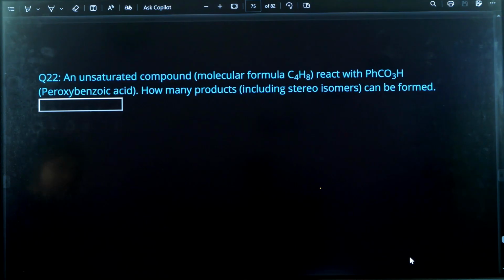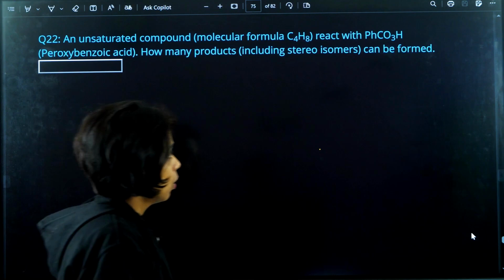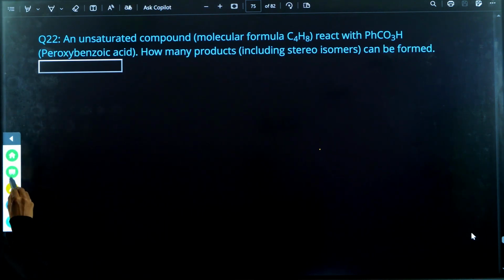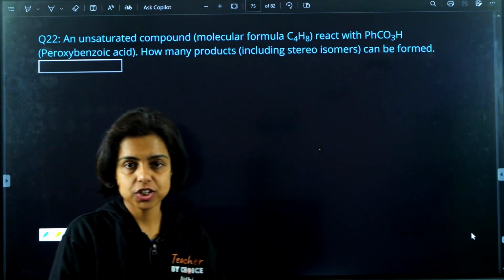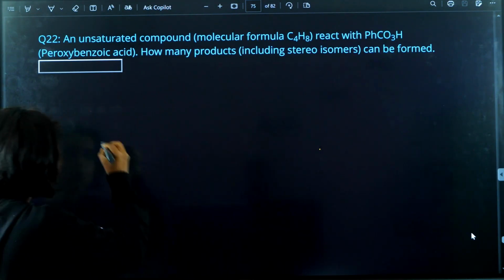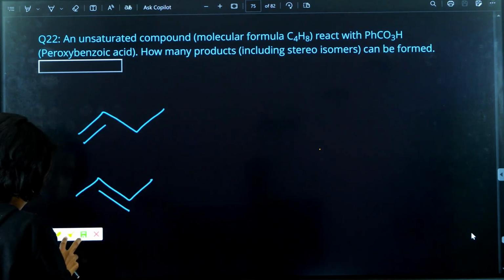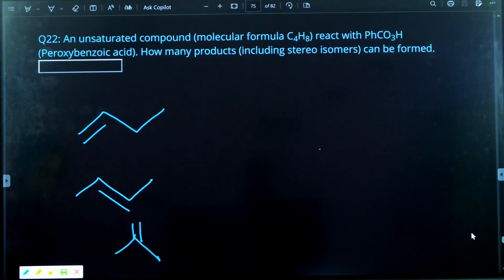Next, an unsaturated compound C4H8 reacts with, okay, peroxy acid is there, peroxybenzoic acid. How many products are formed? Okay, so we have an unsaturated compound. The formula is C4H8, that is CnH2n, and that is an alkene. So what possible alkenes can we have? 1, 2, and 3. They all have the same formula, C4H8.